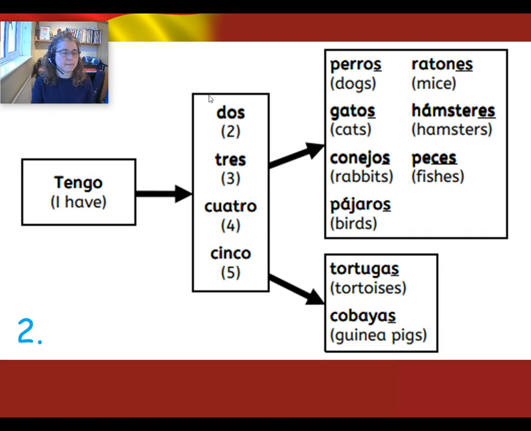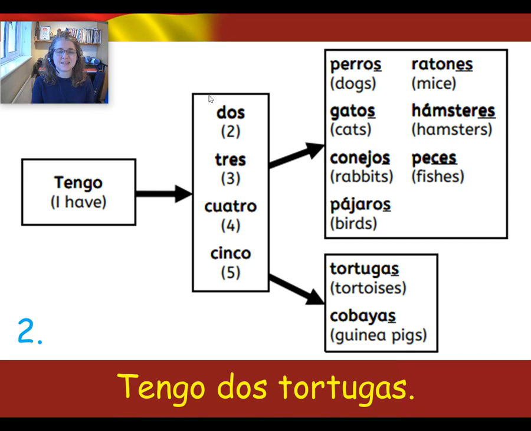Next one. How do you say, I have 2 tortoises? Just give you some time to work that one out. I have 2 tortoises. And that one would be Tengo 2 tortugas.